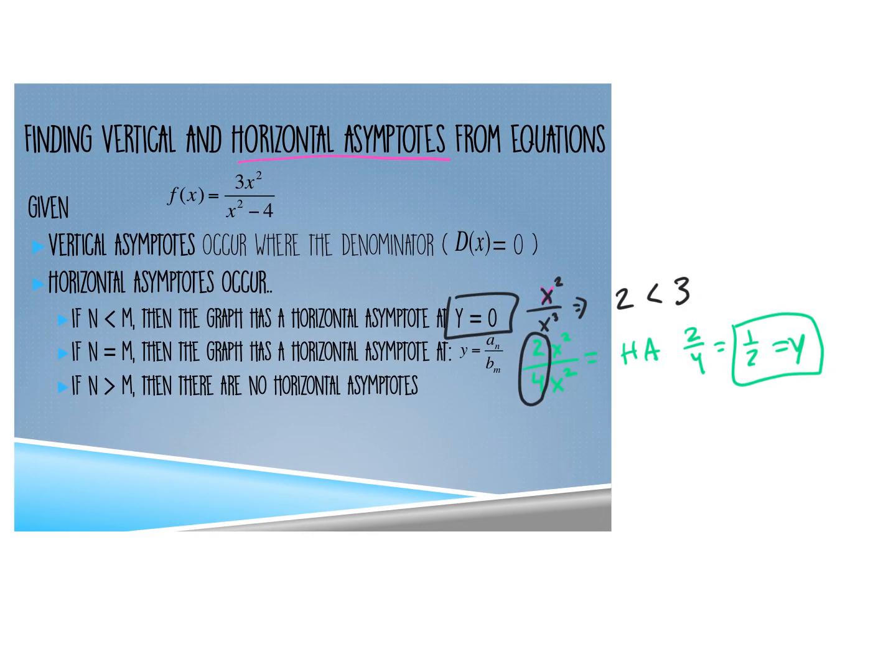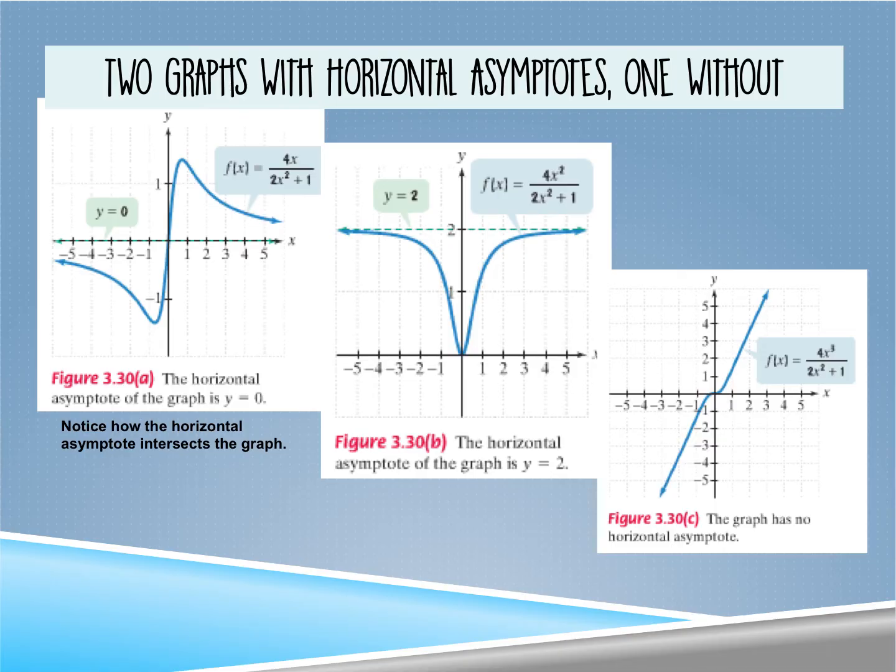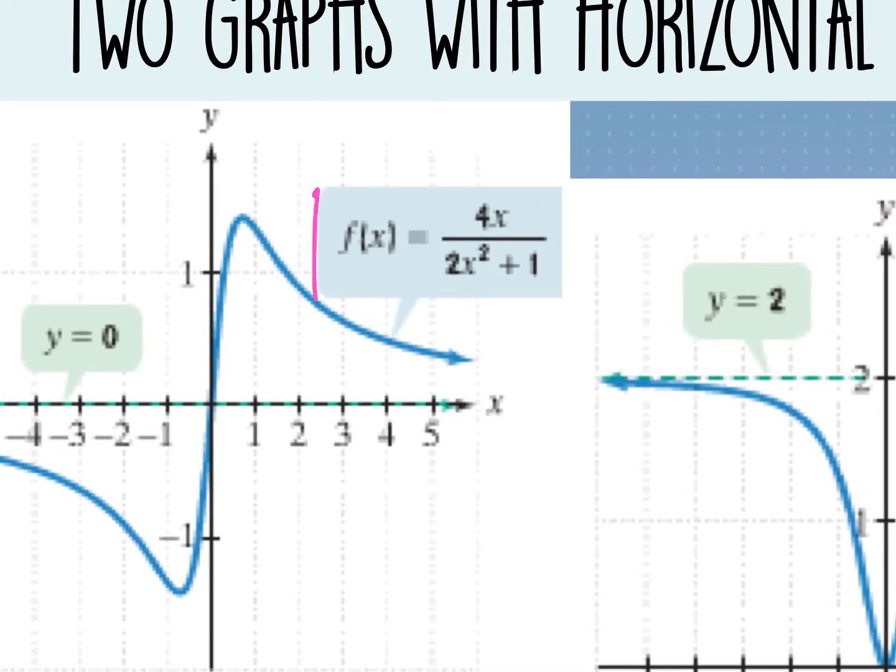And then if the degree of your numerator is higher than the degree of your denominator, you have no horizontal asymptote. So if we had x cubed over x squared, this would be no horizontal asymptote. So our equation for this first graph is in this box. To find horizontal asymptotes, we're looking at the degrees of our highest term in the numerator and the denominator.